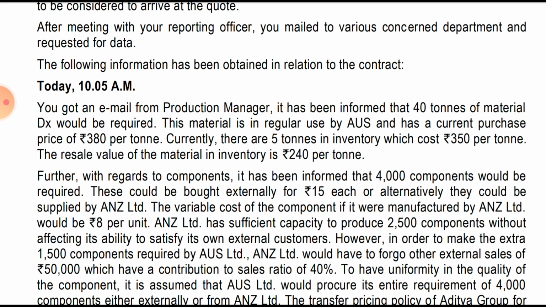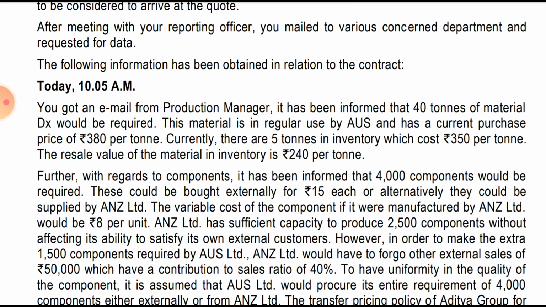So from now onwards the financial data, that is the numeric data, starts. We have to understand which cost is relevant and which cost is not relevant. A simple question, a little lengthy, but quite manageable. It was informed that 40 tons of the material DX would be required for that order, and this material is in regular use by AUS. If it is regular use, we will always use the replacement cost, which is the current purchase price of 380.